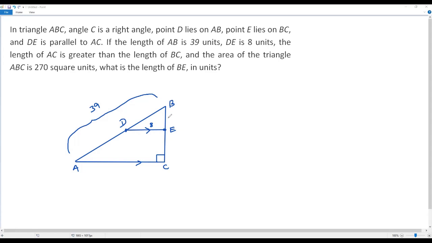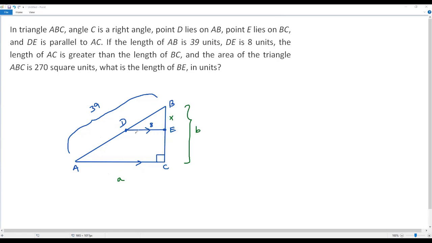Okay, now let me assume the length of the line segment BE is x. Now my aim is to get the value of x, which represents the length of BE. And also, let me assume the length of the line segment AC as a lowercase a, and the length of the line segment BC over here as a lowercase b. Now let's consider the two parallel line segments over here, DE and AC. Now these two parallel line segments are intersected by two other line segments. One is AB over here and the other one is BC over here.